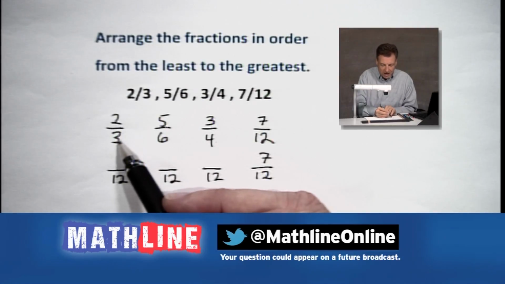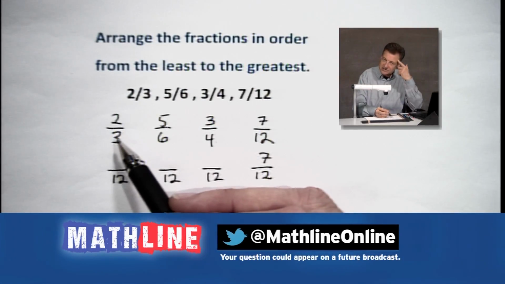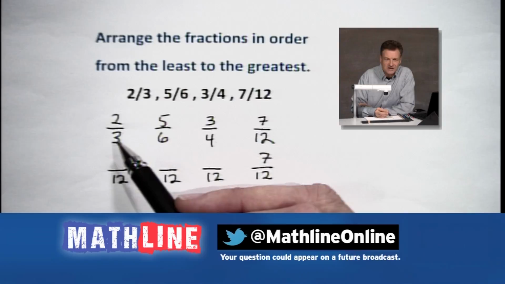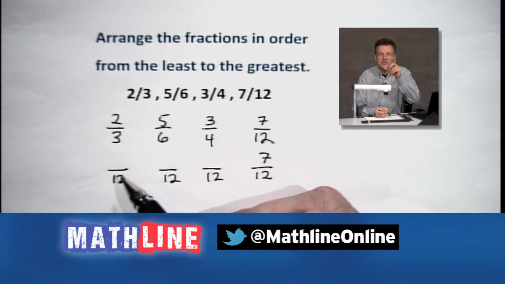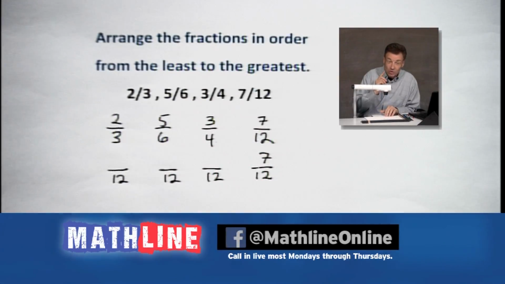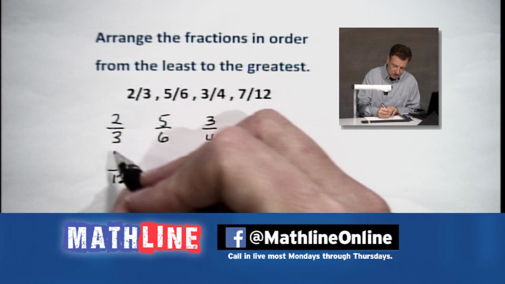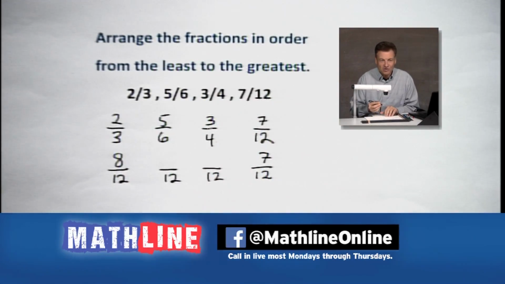So how we go about it, we ask ourselves in our head: 3 times some number gets us to 12, and that number is 4. We must multiply the 2 by that. That's going to give us 8 up there in the numerator.